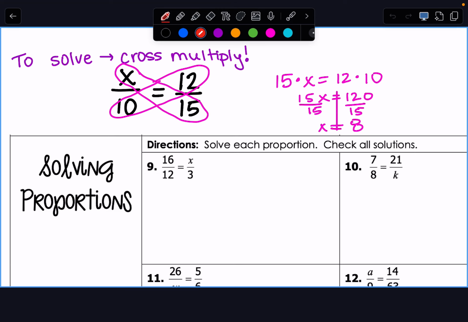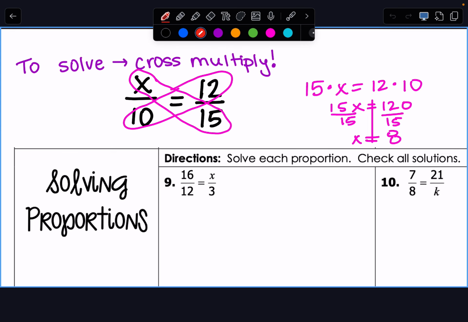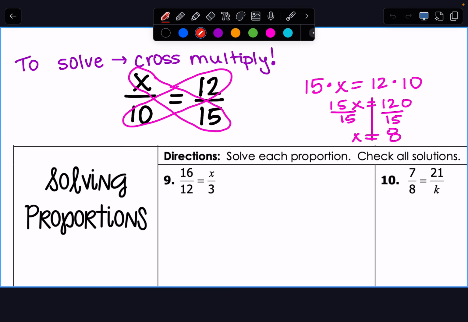This proportion right here, what do we need to do? So it looks like we cross multiply. So what does 16 get multiplied by? Okay. What is 16 times 3? Okay, so we have 48 equals, what is 12 times x?